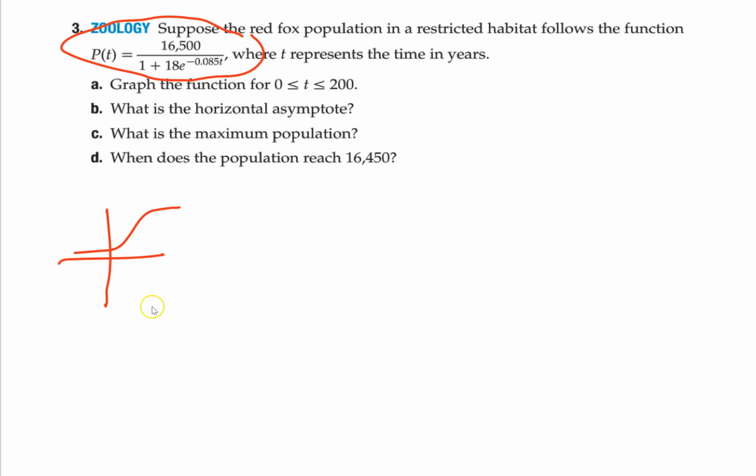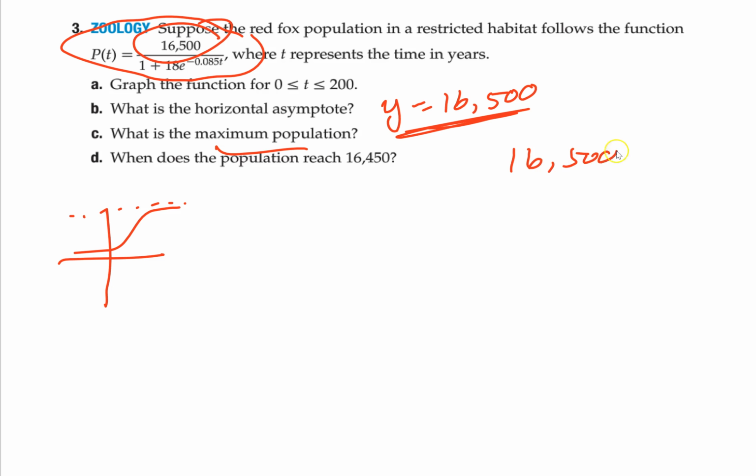It's a logistic function. What's the horizontal asymptote? As always, this right there. y equals 16,500. The y equals is very, very important. It's an equation. So that should be y equals. What's the max population? That should just be the number. 16,500 foxes.